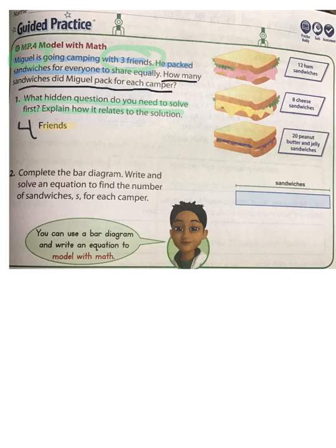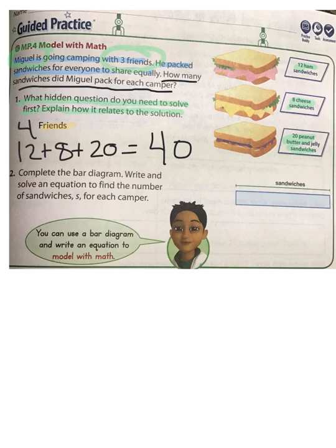The other hidden question that we have to find is how many sandwiches there are in total. So we can see that he made 12 ham sandwiches, 8 cheese sandwiches, and 20 peanut butter and jelly sandwiches. So we have to add up all of the sandwiches to see the total amount, so we know what we need to divide. 12 plus 8 plus 20 equals 40 sandwiches. So basically we have 40 sandwiches and we have 4 friends.